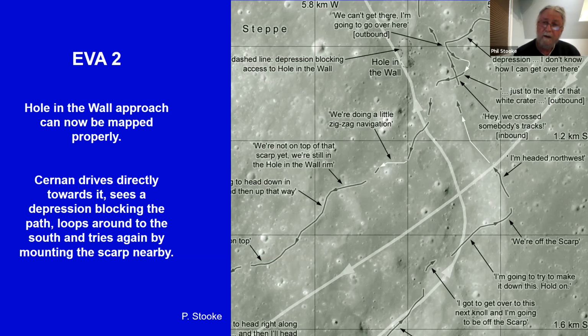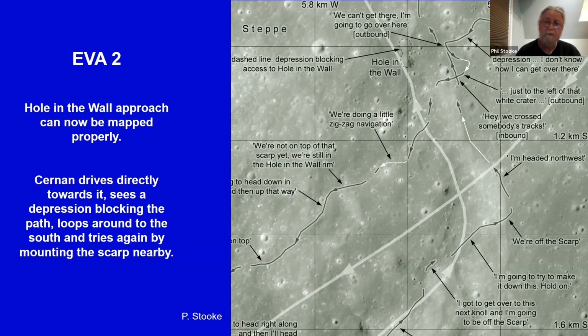The line coming in right up in the top right corner shows the rover driving towards hole in the wall, the gap in the scarp. And Gene is saying, I've got to go around a long depression. I don't know how I can get over there. Then he says, we can't get in there. I'm going to go over here. There's a depression blocking hole in the wall, which I show with dashed lines there. So he swerves to the left, round, and then a kind of S-shaped curve, and then into the scarp again, just south of hole in the wall and up it.